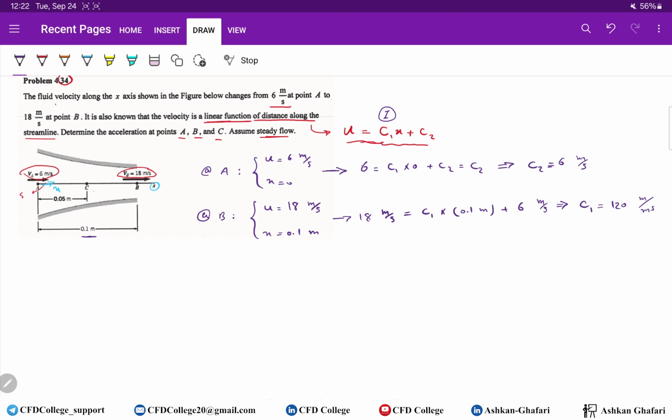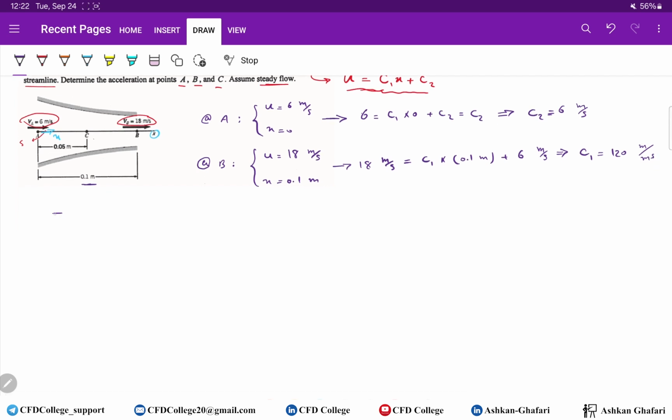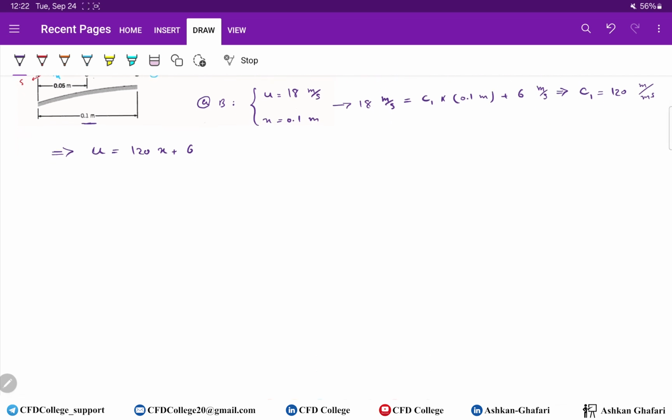So now we have c1 and c2, so we know that velocity u equals 120x plus 6. This is the velocity profile. Now we can find acceleration. As you know, in Cartesian coordinates, acceleration equals delta v over delta t plus v dot gradient of v.